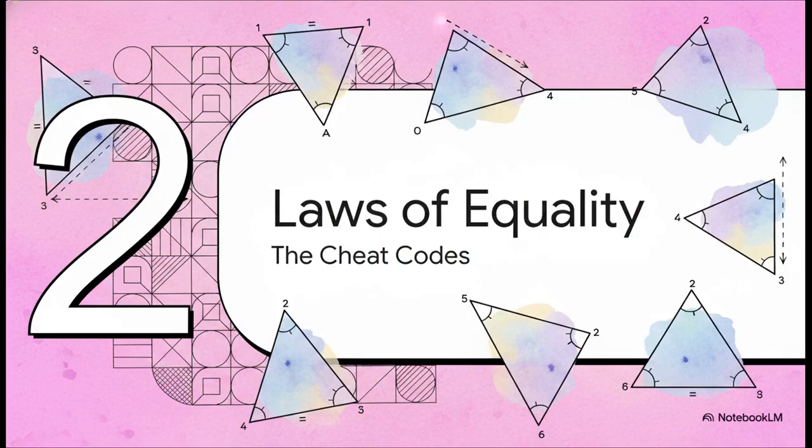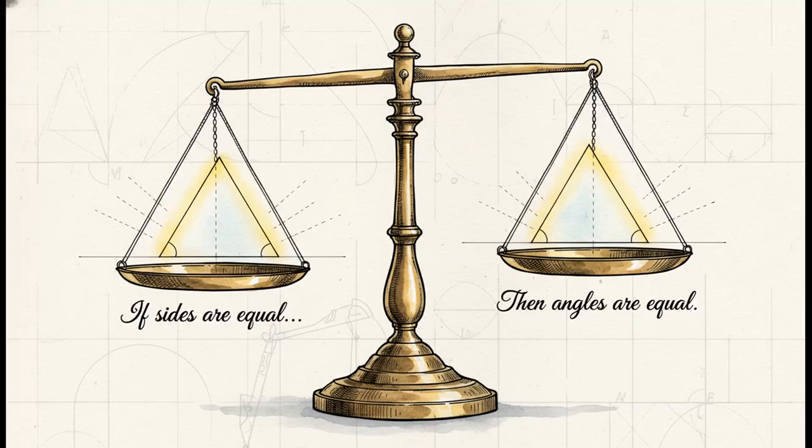Moving on to part 2, the laws of equality, or as I like to call them, the geometric cheat codes. If we compare the two foundational theorems we're working with, it's pretty amazing. Theorem 1 states that if two sides of a triangle are equal, the angles opposite to them are also equal. And Theorem 2, it's the exact reverse. If two angles are equal, the sides opposite them are equal. This right here is the beautiful rule of reciprocity in geometry. These axioms work perfectly in both directions, giving us some incredible leverage to unlock clues hidden within a problem.